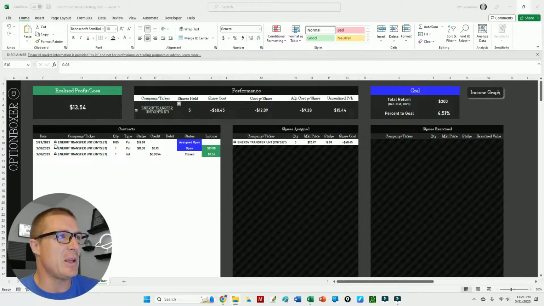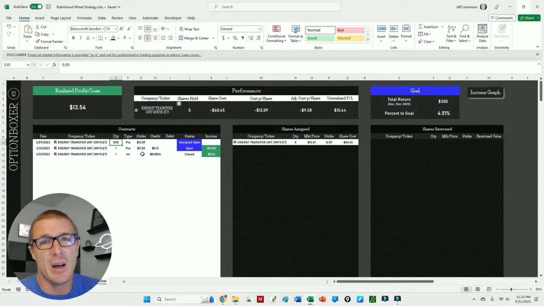Now looking at some of the trades that I made, you can see I bought 5 shares for $12.09. And I did that to set the baseline. Anytime you trade the wheel strategy, you're always trying to lower that cost basis as low as you can. And so I just drew the line in the sand at $12.09. It's just where I got filled. And so from there, I'll continue to try to lower my cost basis. As you can see, I've done that by selling the $11.50 put, which is lower than the $12.09. And then I'll continue to do that as time goes by. And then everything else is the same as the spreadsheet that you'll get at OptionBoxer.com.